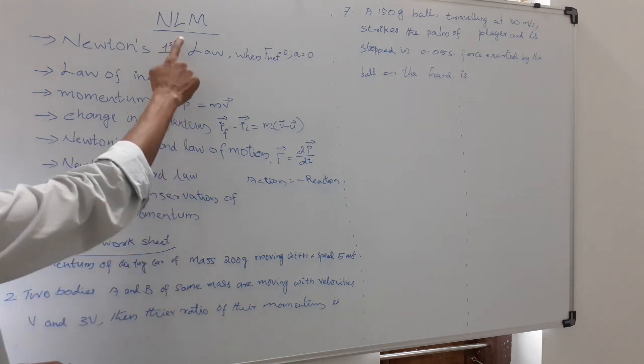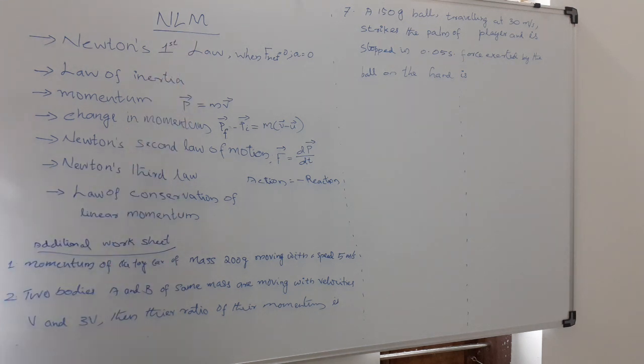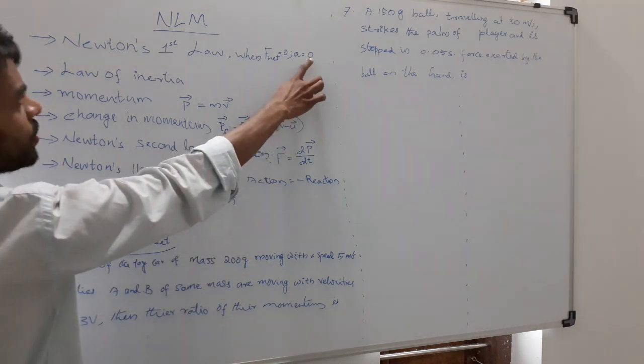The mind map represents Newton's laws of motion. We learned the first law, that is, when the external force acting on a body is zero, then the acceleration of the body is zero. Or if the net external force on a body is zero, then the body can either be at rest or it moves with uniform velocity. In either case, acceleration is zero.